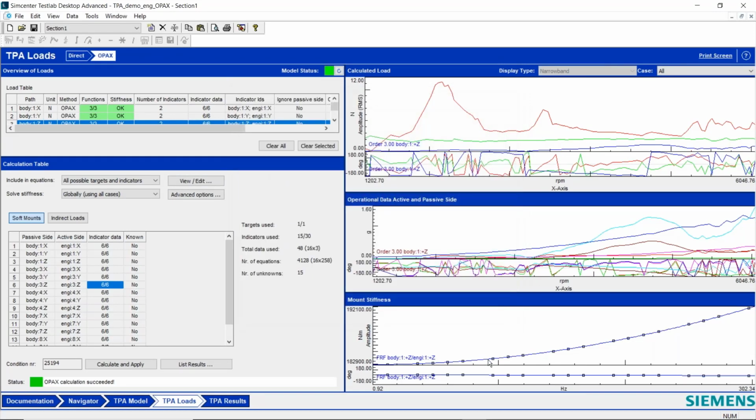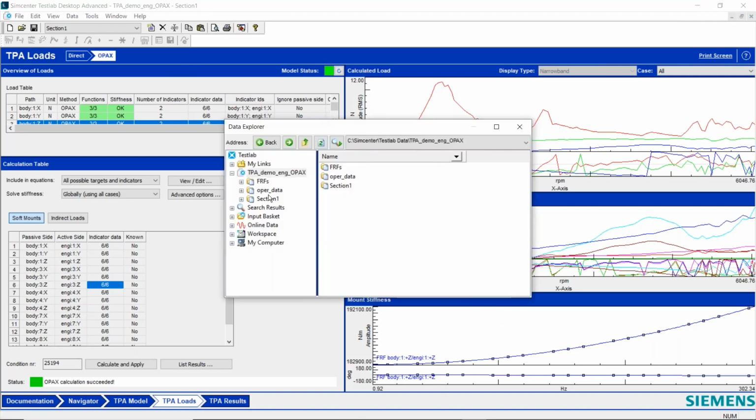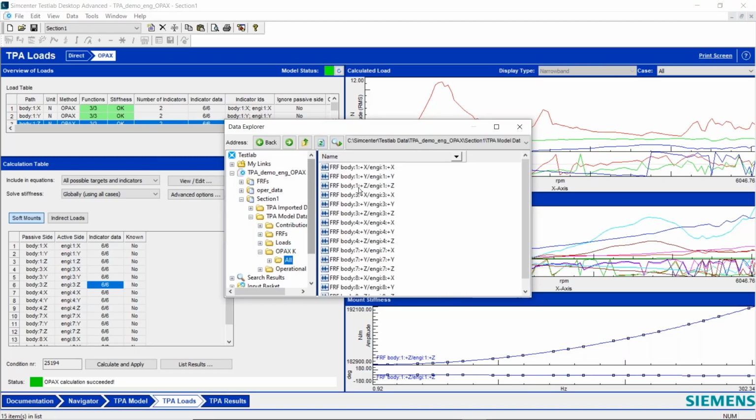Oh, I should point out too that the stiffness curve is being saved here. And if I look at the navigator in my TPA model, I can see my stiffness curves. So these are dynamic stiffness curves. So these are force over displacement. So one nice byproduct of OPACS is we give you the stiffness curves. So if you have trouble getting stiffness curves, this is a great way to get it for soft mounts. And then you could provide this to the CAE team, or I could also use this in a traditional mount stiffness method in traditional TPA. So these would be the stiffnesses used in a mount stiffness method TPA if you want.